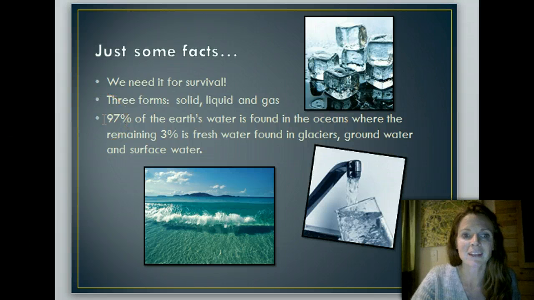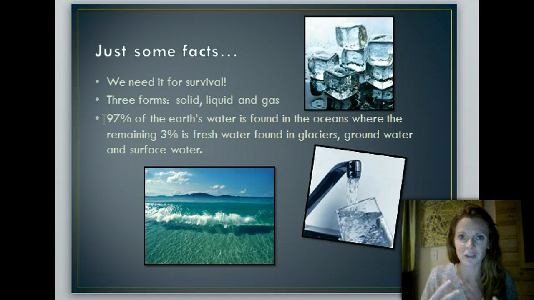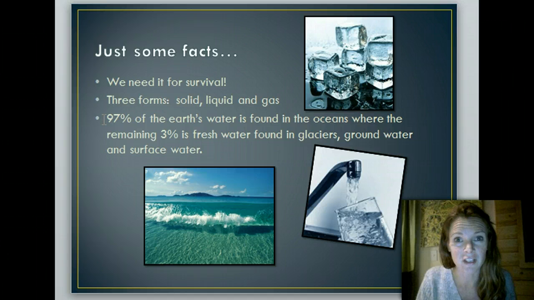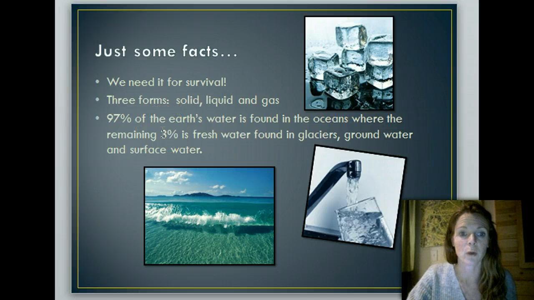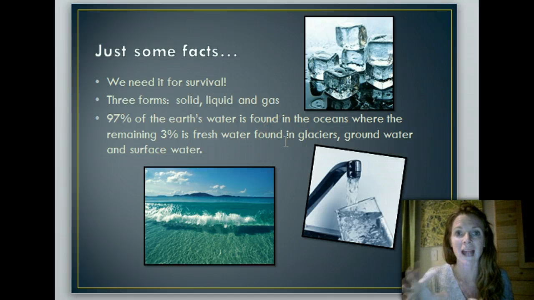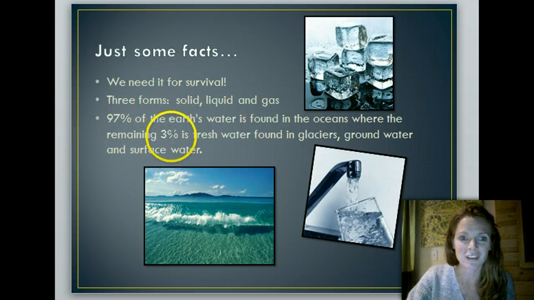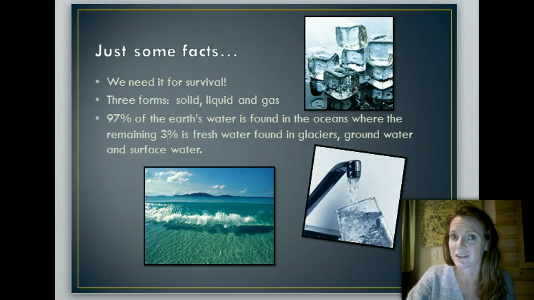And then down here, 97% of the Earth's water is found in the oceans. Okay, so interesting that we need water for survival, yet 97% of it is not water that we can drink or consume, okay? So the remaining 3% is fresh water found in glaciers, groundwater, and surface water. And actually, even in glaciers and groundwater, we're not able to really easily access that for our consumption. So surface water makes up just a small portion of that 3%. Yet it's vital for us to live.